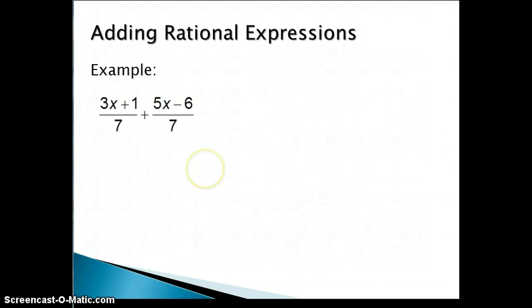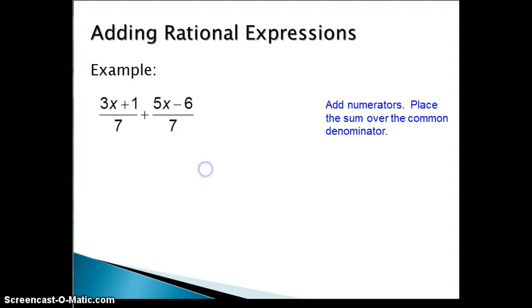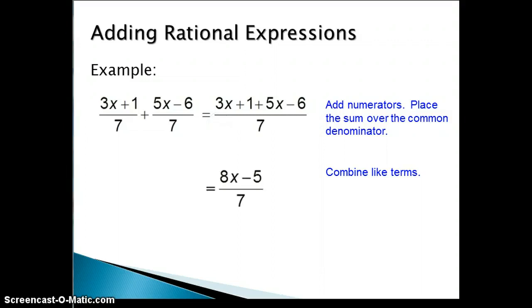Here we want to add the rational expressions that each have a common denominator of 7. So we add the numerators and place that sum over the common denominator. So notice that the only thing being added together here are the numerators. The denominator simply gets copied over. So now we can combine like terms in the numerator, which will give us 8x minus 5 over 7. And then next we would factor and simplify if possible. But as you probably guessed, this does not simplify. Let's look at another example.